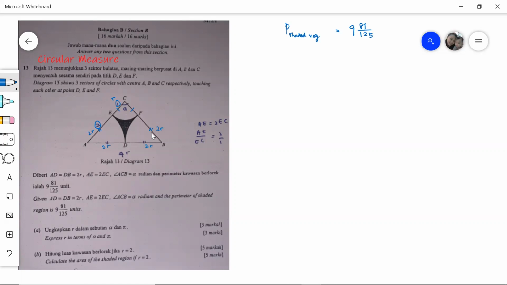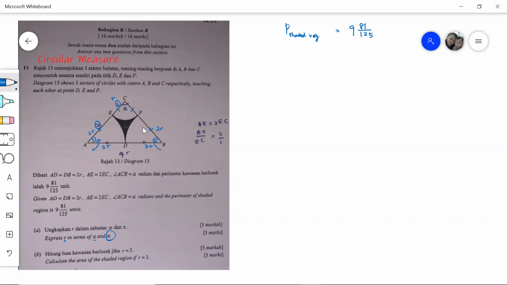So what should we do next? The question wants us to express R in terms of alpha and pi. Now, where does this pi come into the picture? You look at this triangle. With this R and 2R, R and 2R, we know that this is an isosceles triangle. So the isosceles triangle will have equal angles at the base.